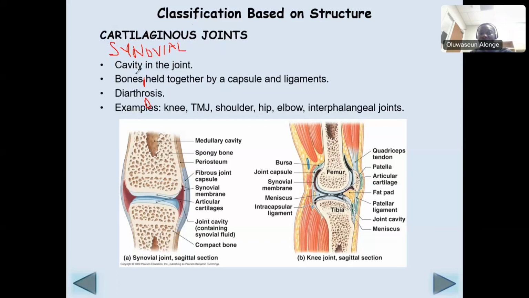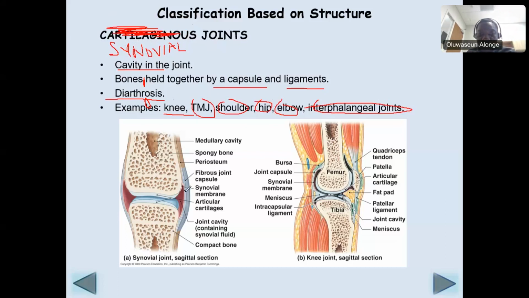All right. So the synovial joint, like I said earlier, in the first category, I told you there are three joints: the fibrous, the cartilaginous, and the synovial. The synovial is the one that has a joint cavity. The bones are held together by a capsule and ligament. I'll show you, diarthrosis means that they allow free movement. That's the joint you see in your knee, in your temporomandibular joint, in your shoulder joint, in your hip joint, the elbow, interphalangeal joint. That's synovial joint. Again, synovial, not cartilaginous.